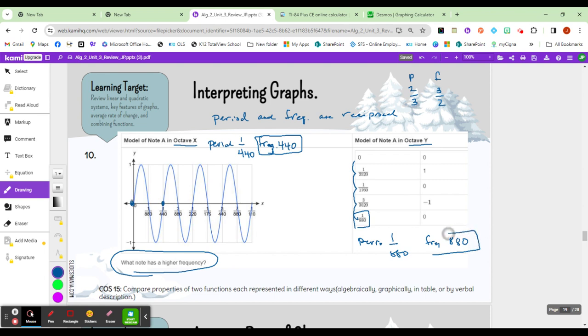So you're comparing these two frequencies, and 880 is definitely higher than 440. So we would say note A at octave Y would have a higher frequency.